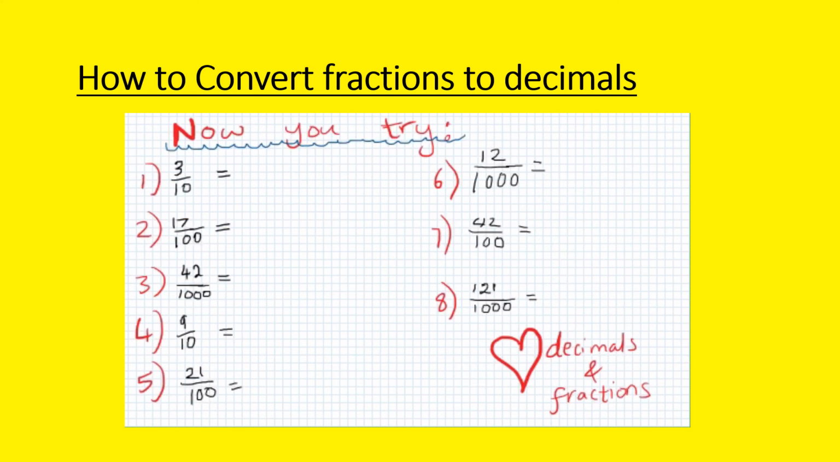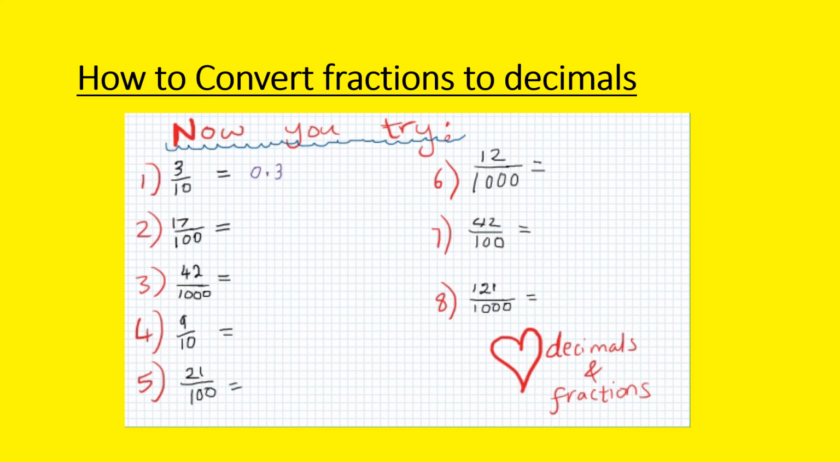Now it's your turn to try. I'm going to do the first 3 for you and see how you get on, and then you do the rest, okay? So we've got 3/10, and now we've got to convert this to a decimal. I'm going to count how many digits I have in the base 10 number, which is 2. So I've got room for only 2 digits. So 0.3 is the answer.